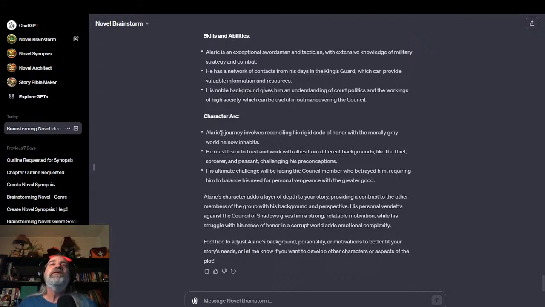Let's see what it says about the character arc, because this is the important bit. Alaric's journey involves reconciling his rigid code of honor with the morally gray world he now inhabits. Okay. He must learn to trust and work with allies from different backgrounds, like the thief. Yeah, he probably doesn't like the thief. Probably is pretty ambivalent about the sorcerer, and probably is, you know, what's the word I'm looking for?